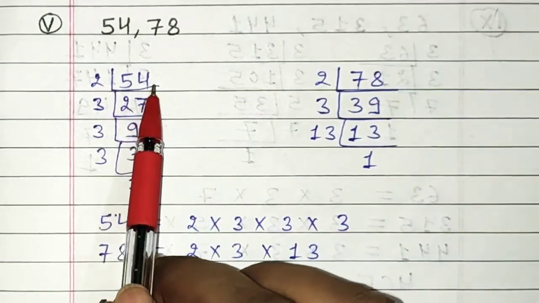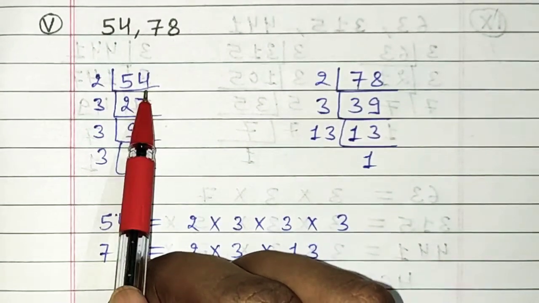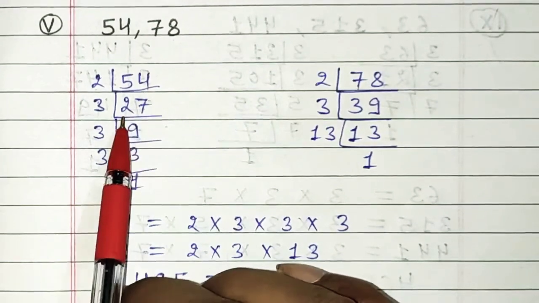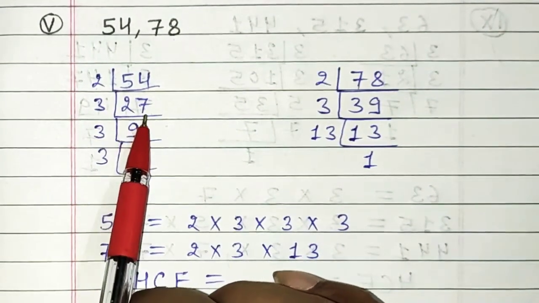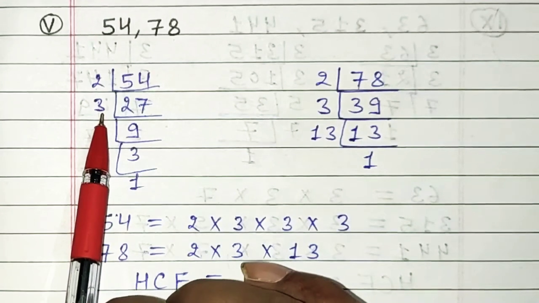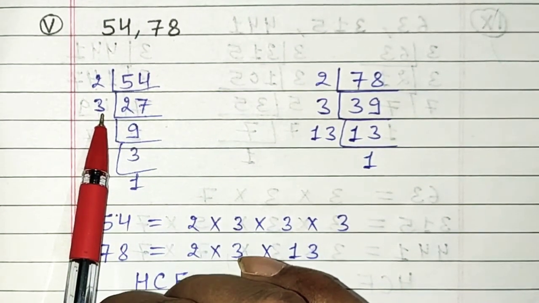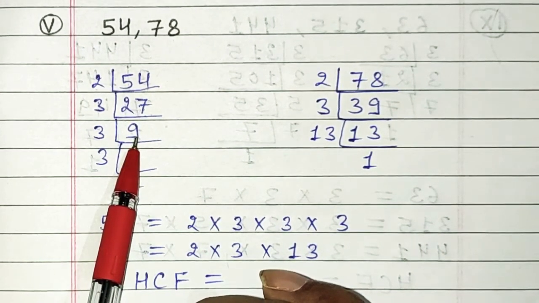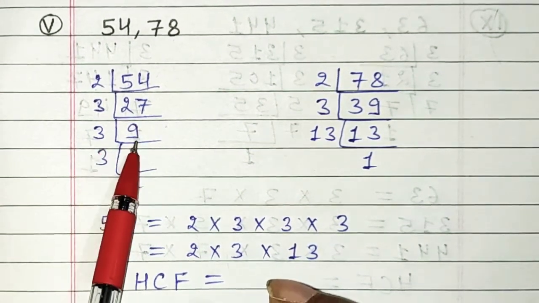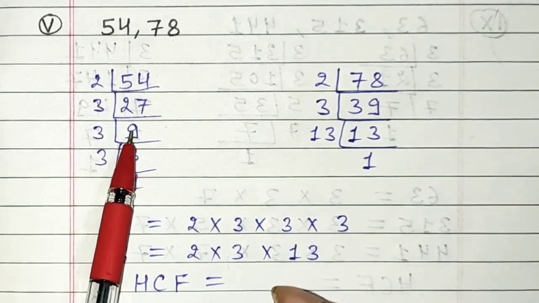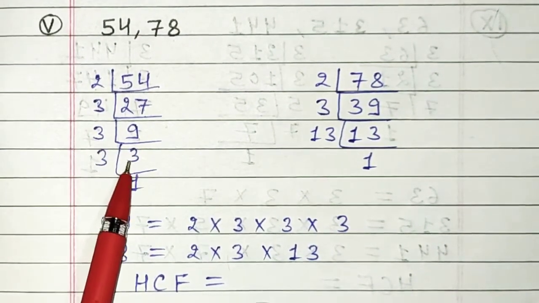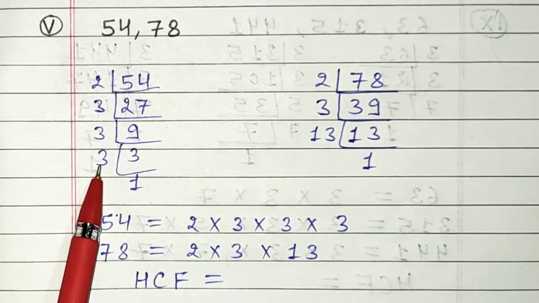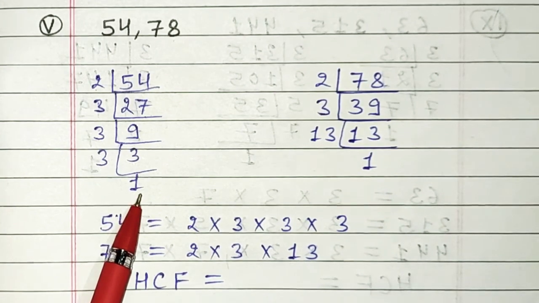Okay. So 54, 4 is an even number, that means 2 can divide this 54. When you will divide this 54, you will get 27 in the question. So write 27 here. Now you know very well that 3 9s are 27. That means 9 will come here. And after that 9, that means 9 can be divided by 3. That means 3 will come here and 3 can be divided by 3. Okay. 1 will come here.